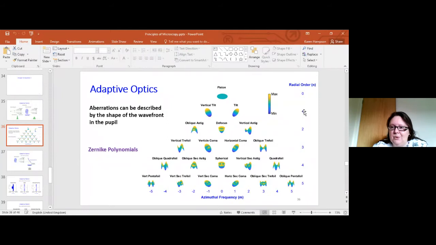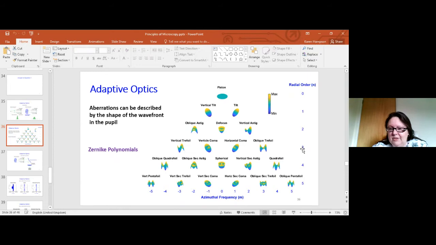So now let's move down to radial order of two, and we'll look at defocus. This means that the shape of the wavefront, if I was to take a slice across the wavefront, will be represented by R squared. So it's a parabola shape. As you move down the radial order, the aberrations get more intricate. So radial order three just means that the highest order in the polynomial equation would be three. So there's an R cubed term in the polynomial if I was looking at a slice across this wavefront.